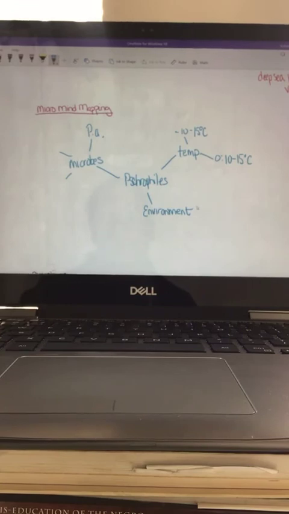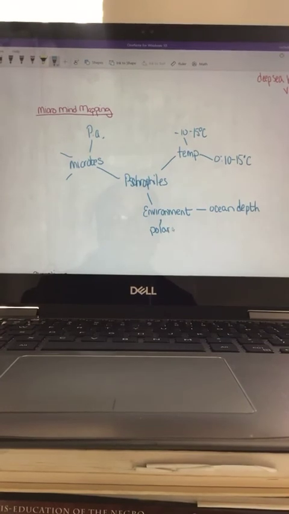Where can you find these psychrophiles? Well, one was the ocean. Well, be specific, ocean depth. And then polar regions. And that's how I would micro mind map these, and I would color code them. So you know, blue represents cold. These types of microbes are cold loving microbes, and they live where? In the ocean depth. And this is part of your micro dumping, is explaining what you have learned.